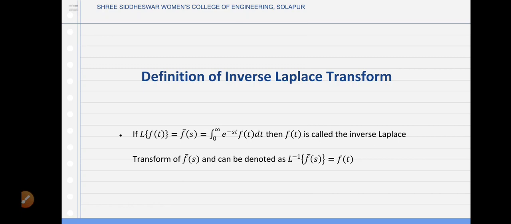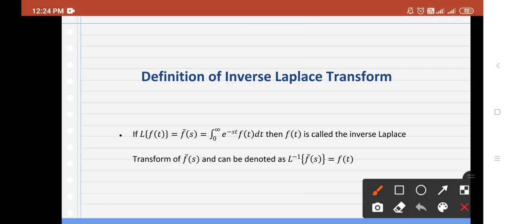I repeat, if L of f of t equal to f bar of s, which is equal to integration from 0 to infinity e raised to minus st f of t dt, then f of t is called inverse Laplace transform of f bar of s and can be denoted as L inverse of f bar of s is equal to f of t.